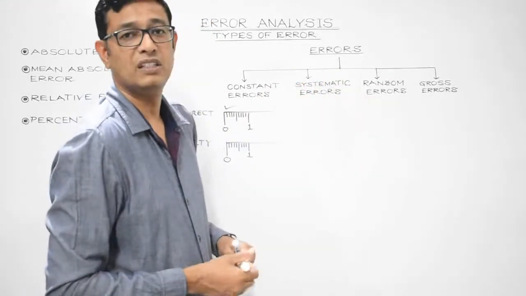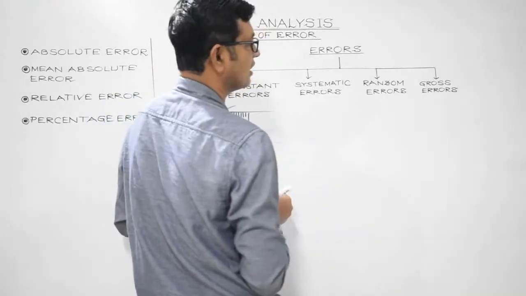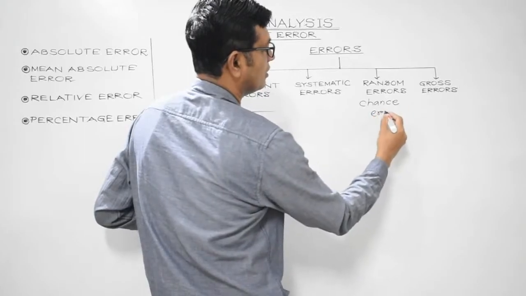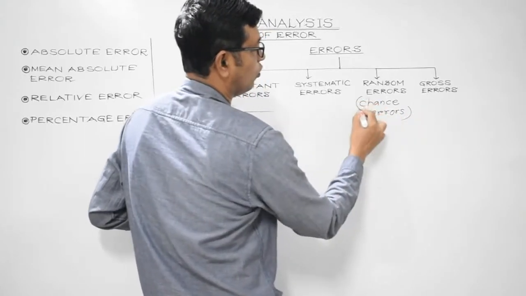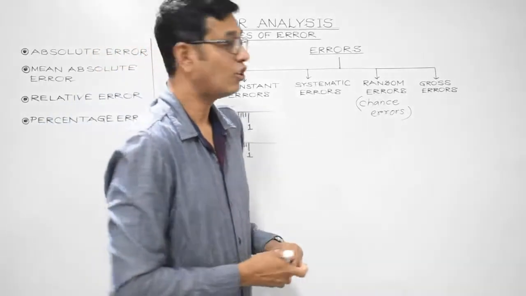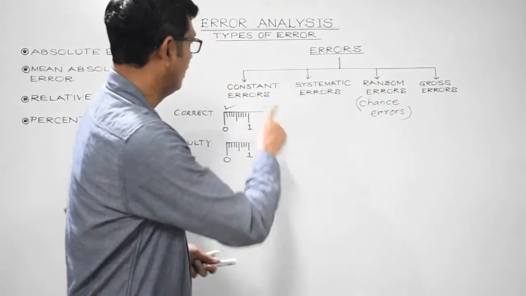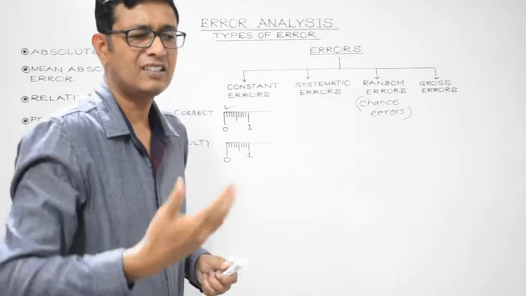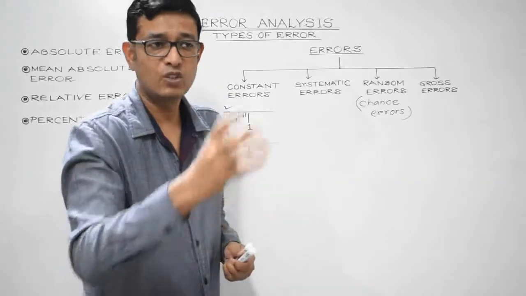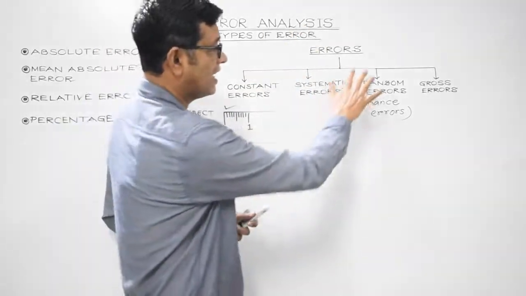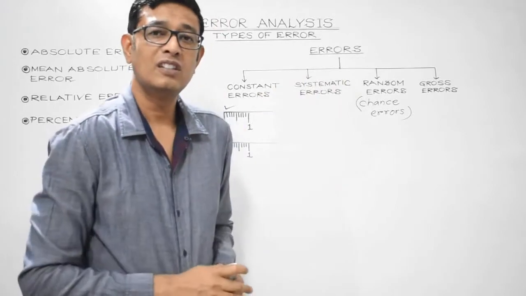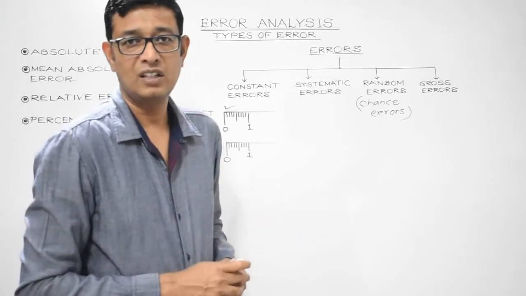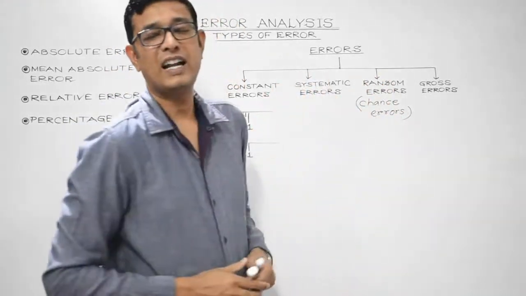Now students, random errors. They are also known as chance errors. Why are they known as chance errors? Because their sources are not known. The sources of constant errors and systematic errors are known to us, and hence appropriate corrections can be made so as to minimize those errors. But random errors are known as chance errors because their causes are unknown to us. So that is the reason why they are known as random errors.